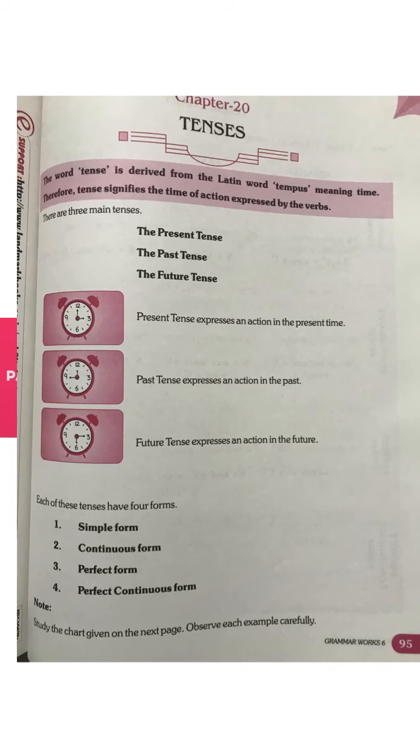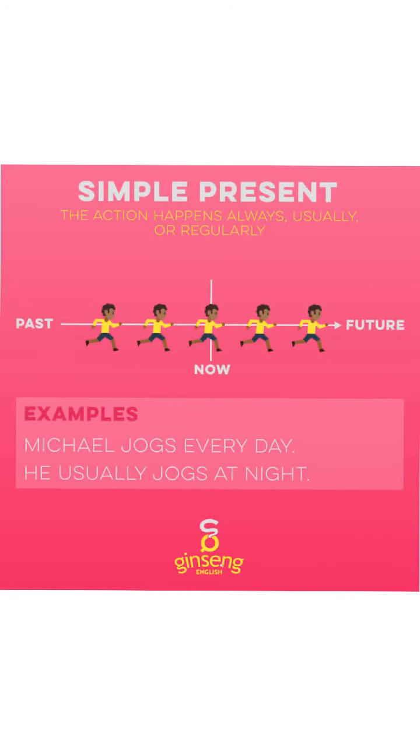Now, each of these tenses has four forms: simple present, continuous form, perfect form, and perfect continuous form. One by one, we will see each. First, we will see simple present. This form is used to describe feelings, emotions, and our senses. We can also use it for describing people and things in English. It is important to note that we do not generally use this tense for actions that are happening right now. For this situation, we use the present continuous tense. I'll tell you that later.